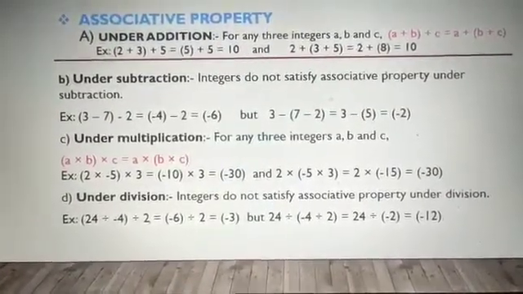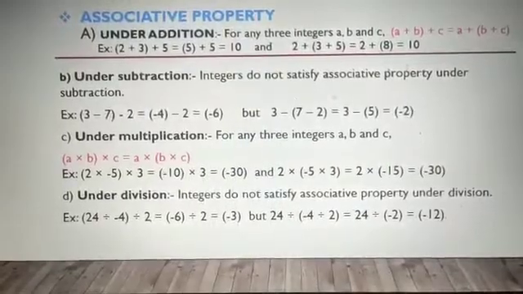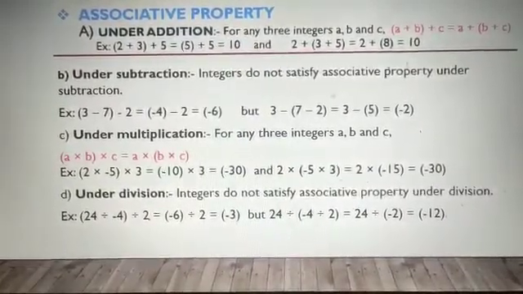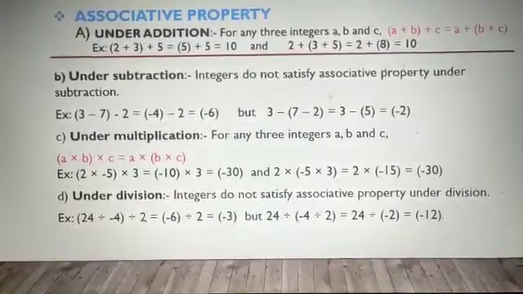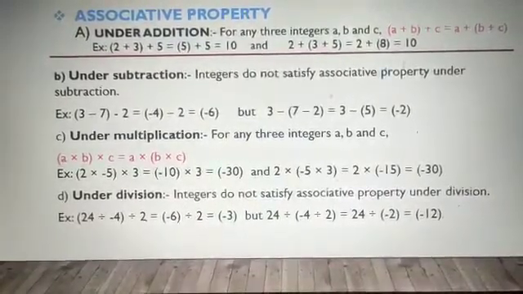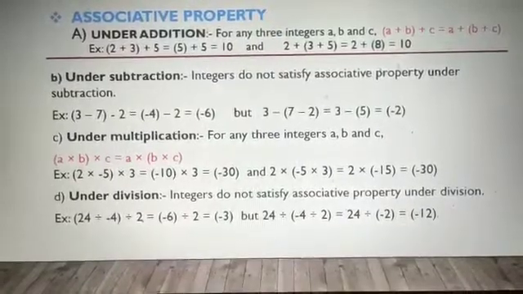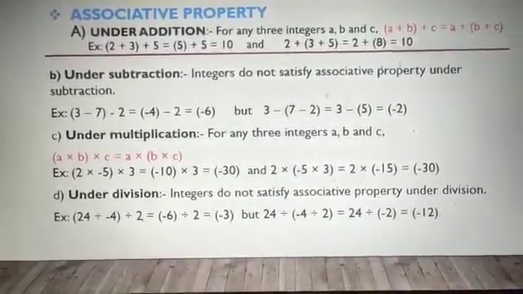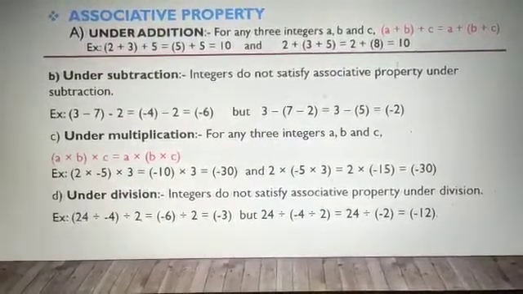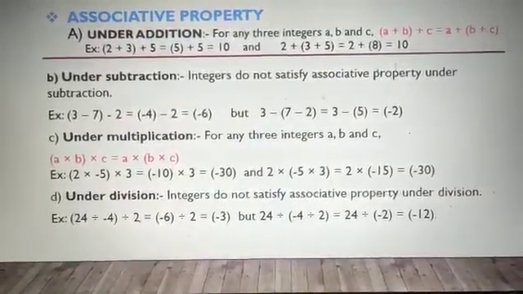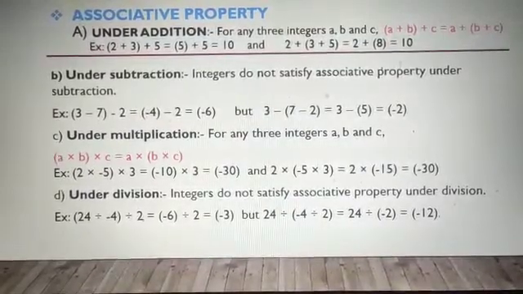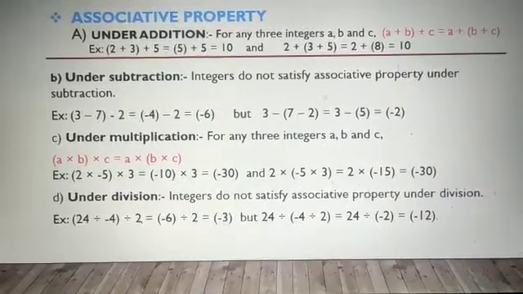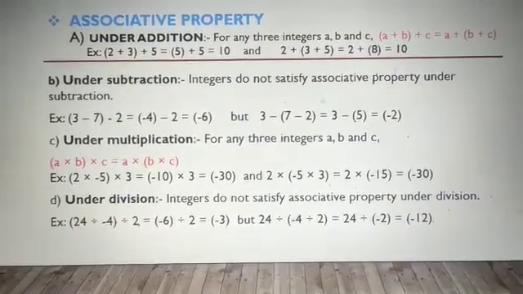Here the order matters. Now under multiplication, for any three integers a, b and c, a into b into c will be equal to a into b into c. That is, for multiplication of integers, again, we can multiply any two integers first. For example, 2 into minus 5 into 3 will give us the answer as minus 30. Here we are first multiplying 2 and minus 5.